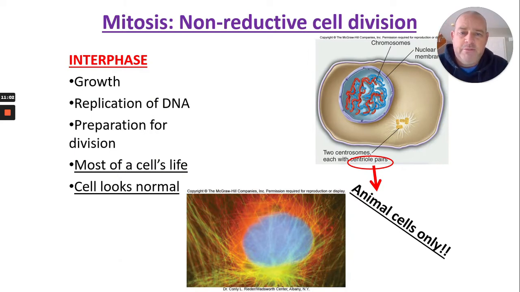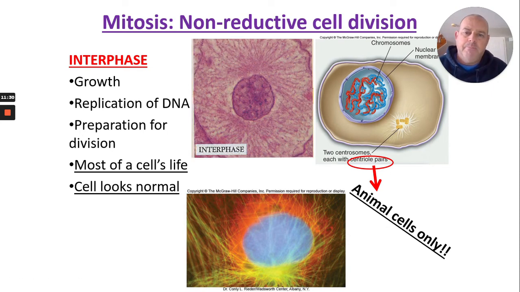All right, running through the phases themselves. Okay, so interphase: growth, replication, and preparation for division, right? Those first three bullets are basically G1, S, and G2. Most of a cell's life is spent in interphase. The cell looks normal, doing normal cell things. And just for future reference, when we start talking about centrioles over here in the red circle, centrioles are only in animal cells. Plant cells will not have any centrioles. Okay, so keep that in mind.